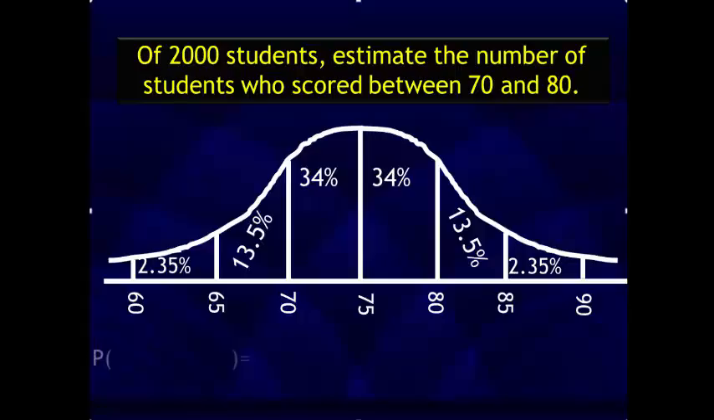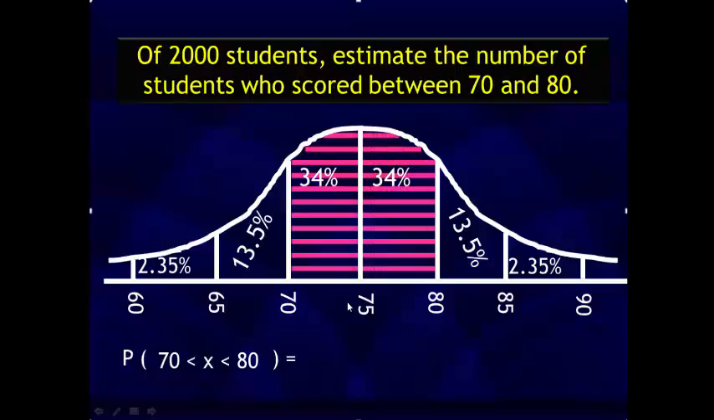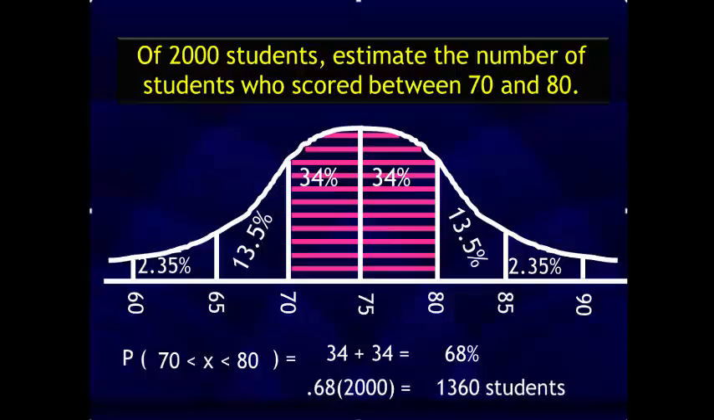What if we are going to estimate the number of students who scored between 70 and 80? Here is 70 and 80. So the area between them is there. That is 34 plus 34 equals 68%. And that is to be multiplied by 2,000 students. Therefore, we have 1,360 students.